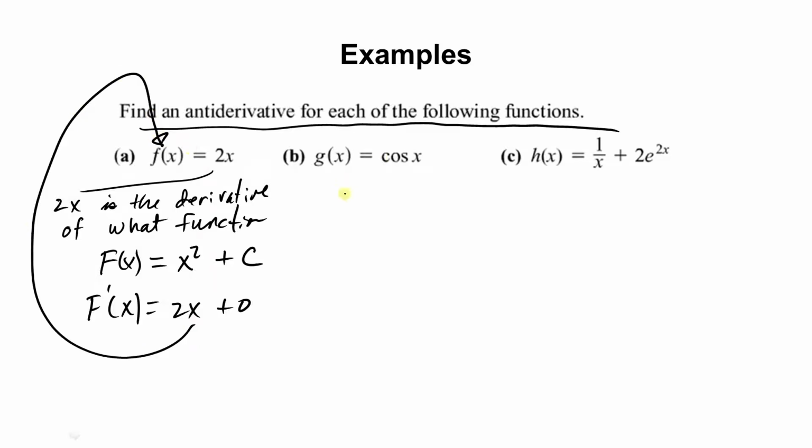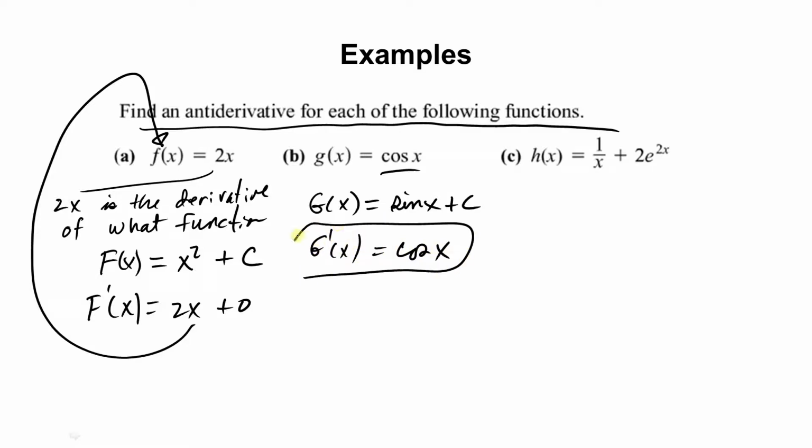Now, the second one here, we know that capital G of x would be sine of x plus a constant, because g prime of x is cosine of x. You can always check if you have the correct antiderivative by taking the derivative of the antiderivative and seeing that you get the original function.